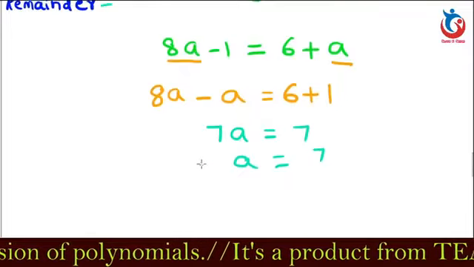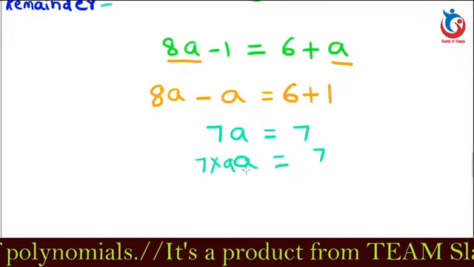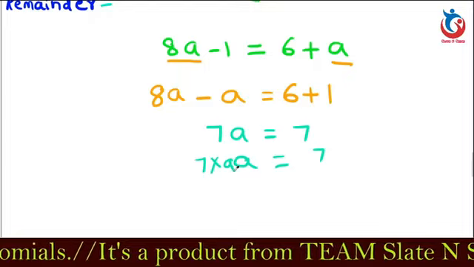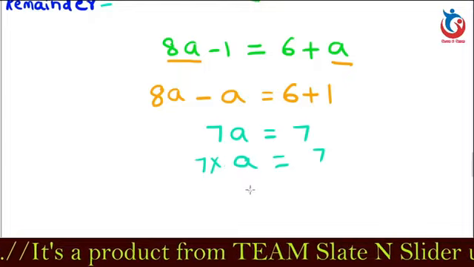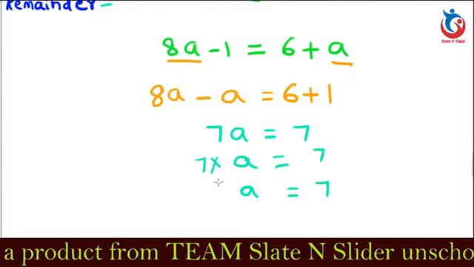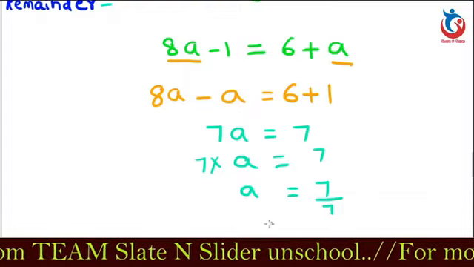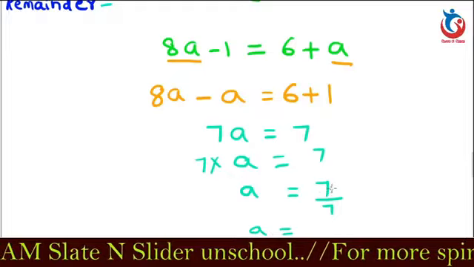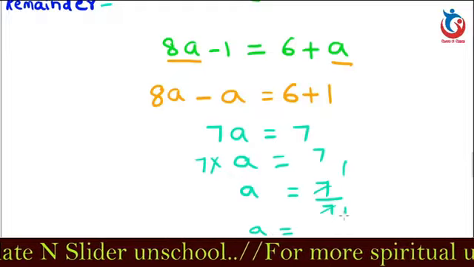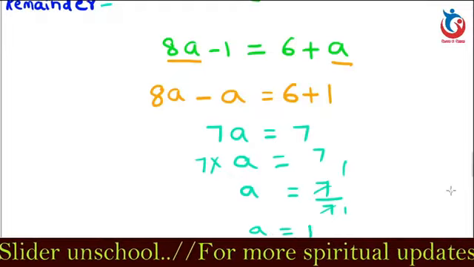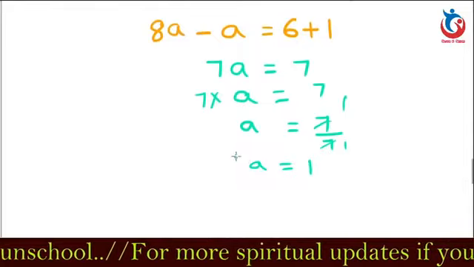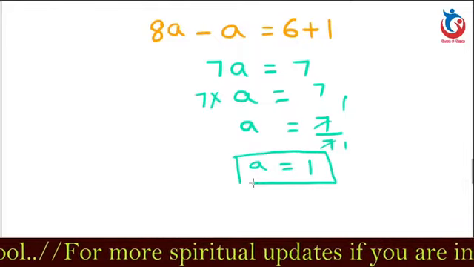This 7a means 7 into a. So I will write one more step. Sorry. So 7a is equal to 7. When this 7 multiplying here comes to another side, it becomes divided by 7. So a is equal to 7 by 7. So we get 1 by 1, that is 1. So like this we have to find out.